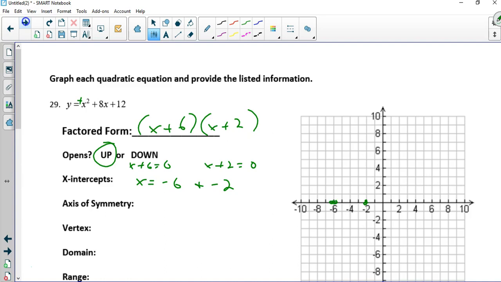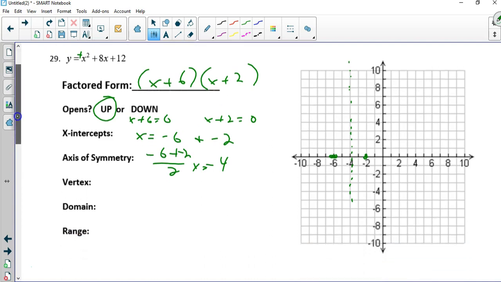Negative 2 and negative 6. Now you should be able to see where the line is going to be right now. It's halfway in between there. The axis of symmetry. But technically the way we do it is we add the two numbers and divide by 2. Remember, always put it as x equals. So that's my line of symmetry, dotted line right there. Now, where is the vertex? Well, the vertex is going to be at negative 4, comma, something. It's going to be on that line.